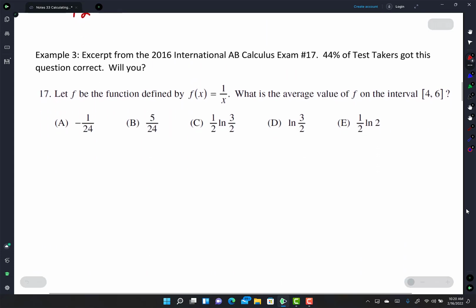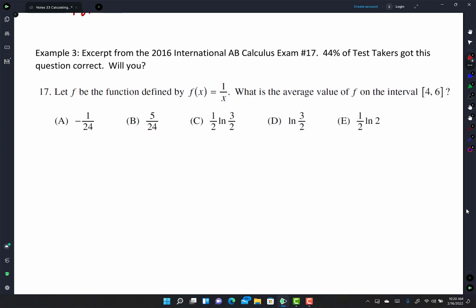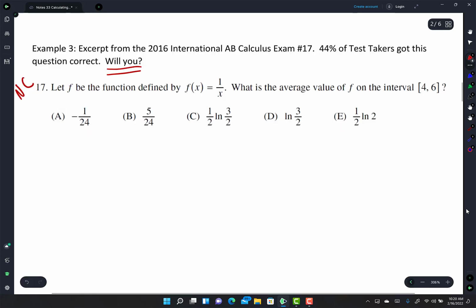In 2016, good thing I'm not giving this one, 44% of test takers got this question correct. And I don't know why I put "will you", like if this is a game host or something. All right, do you want to take 2 minutes? This is with no calculator. Do you want to take 2 minutes and see if you guys can get it right? And it's okay if you get it wrong, guys. We're just learning this.